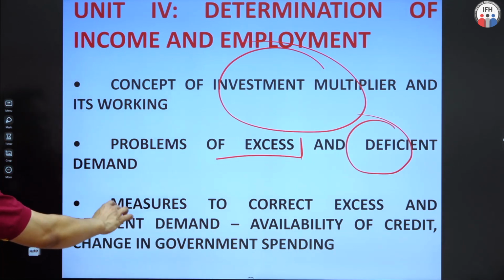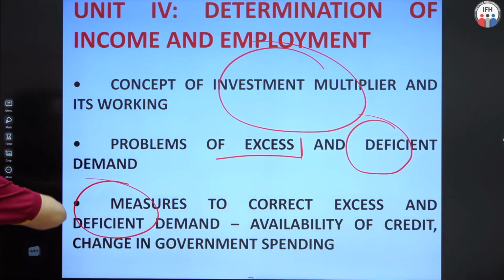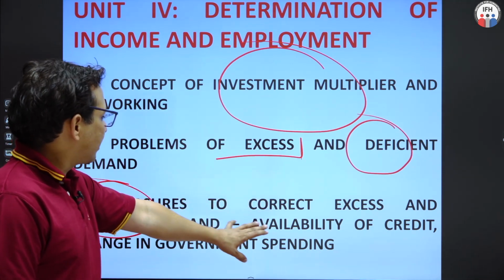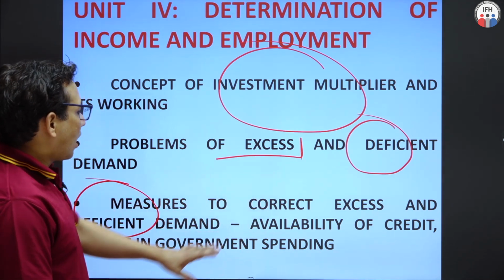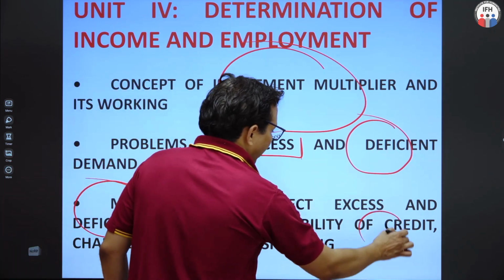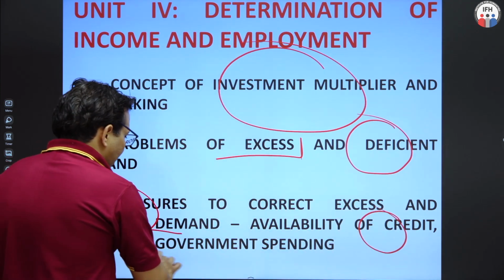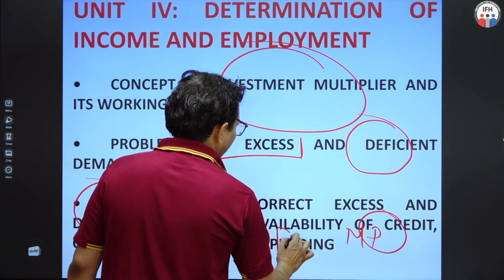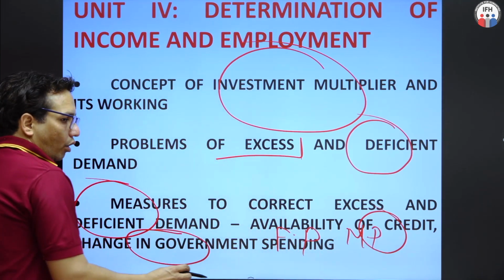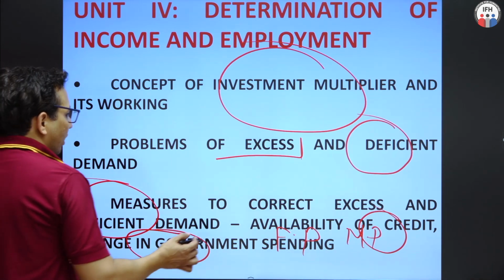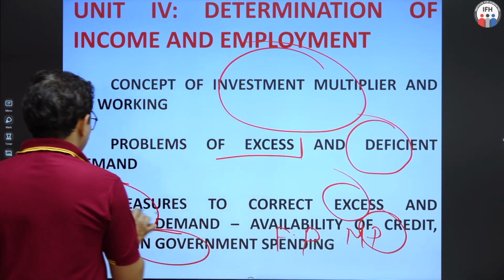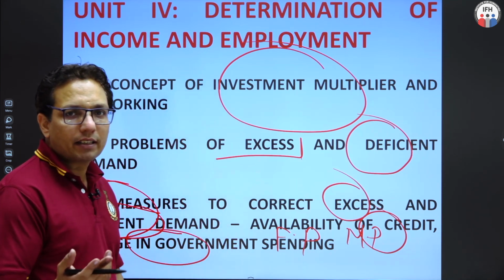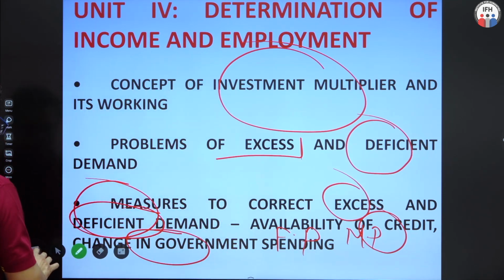Measures to correct excess and deficient demand. We'll discuss how the availability of credit and the change in government spending, that is, how monetary policy and fiscal policy can counter or help during excess demand and deficient demand. What will be their role when there is deficient demand or when there is excess demand? All right.